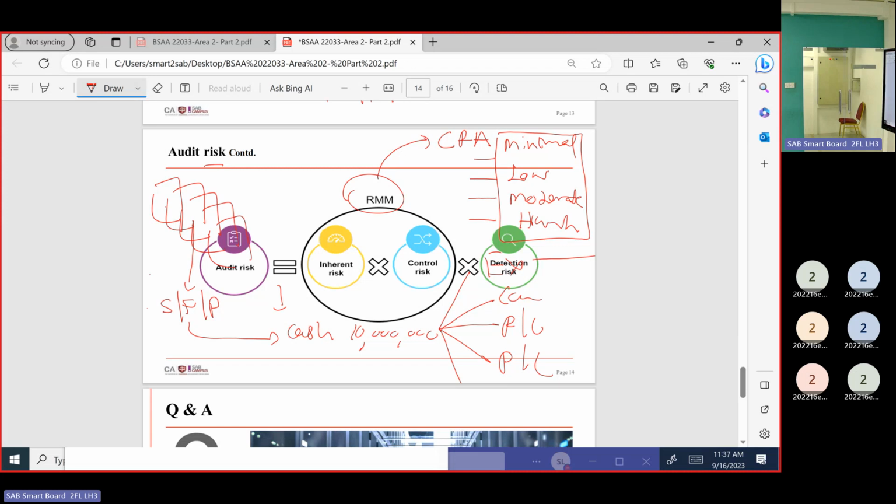To decide audit procedures, you should know the risk. Which risk? Inherent risk and the control risk. Inherent risk is about the balance or assessment, yes, the assessment of that particular balance. Inherent risk and the control risk.